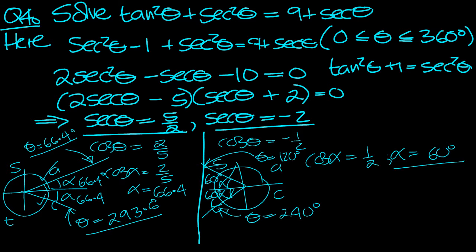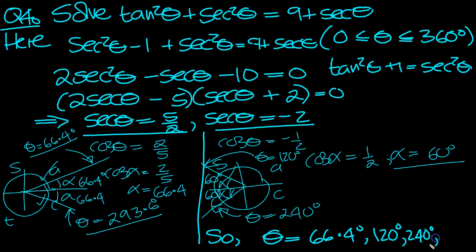So we've got our final answer now. Then we can put all the possible solutions down from the smallest to the largest. So 66.4 here is the smallest. Then we've got 120 and 240 degrees. And then we finish off with 293.6 degrees.